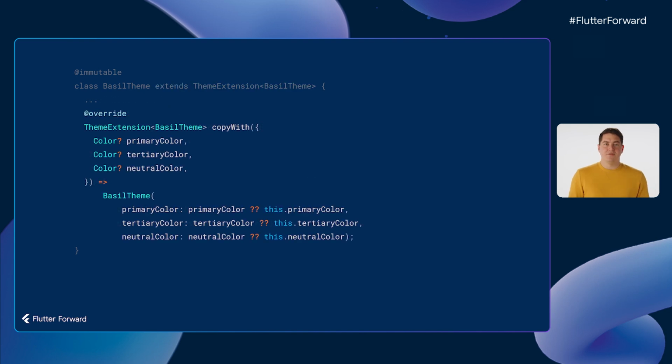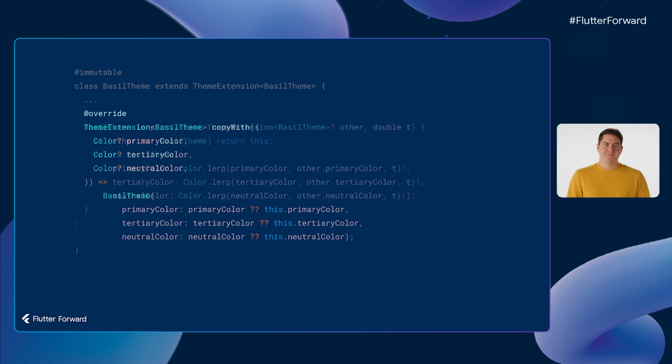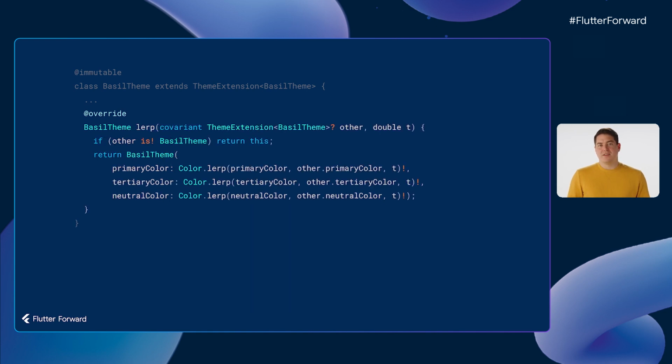We only need to override 2 methods, the first being the copyWith method. This is for when you're inside a widget and you want to override a single property and get a new theme back. Next, we can just override the lerp method, which is used for animation. Just check to see if the type coming in is the class we're expecting and lerp through all the inputs.